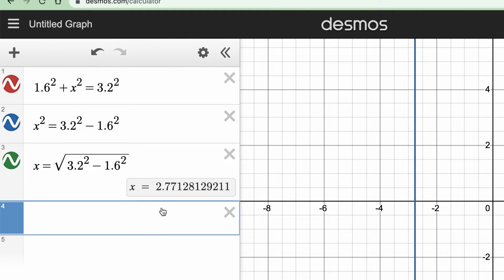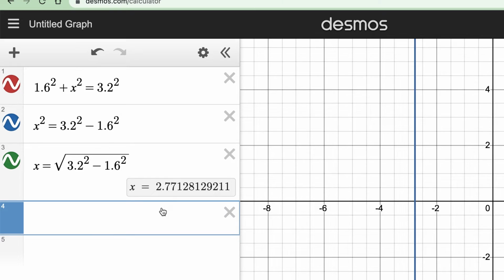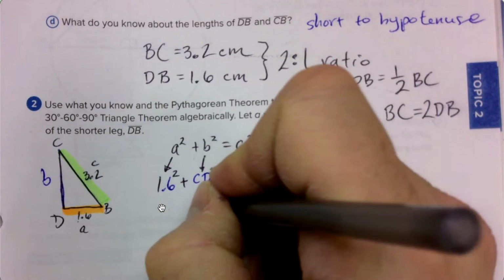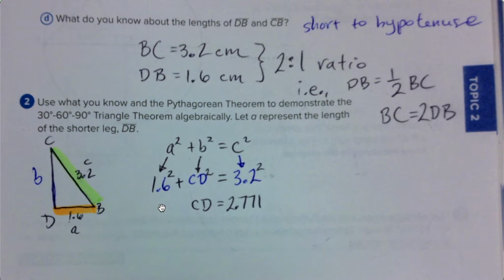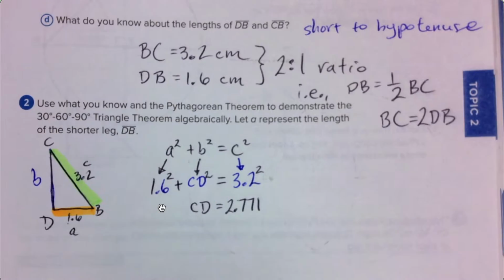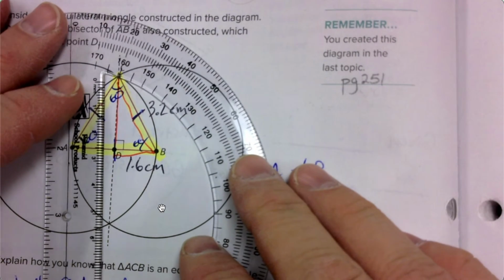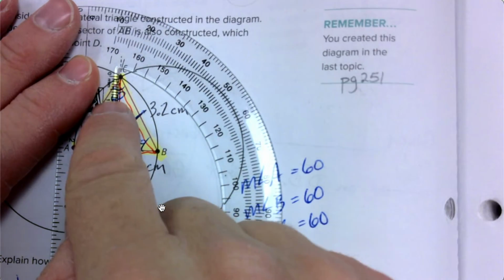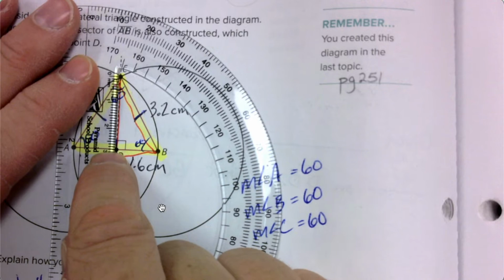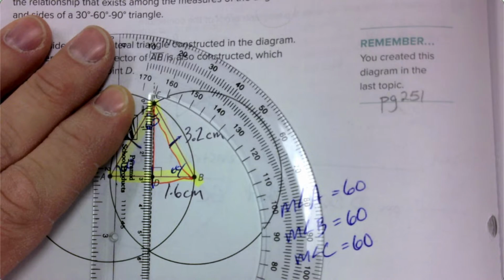So I can go back to my notebook and I can write that CD is 2.771. CD equals 2.771. And if I measure the actual side of this triangle, I should see about 2.7, 2.8. Check it out. There it is. From 0, 1, 2, not quite 3. Back it up 2 millimeters. It is, in fact, 2.8 on the line.